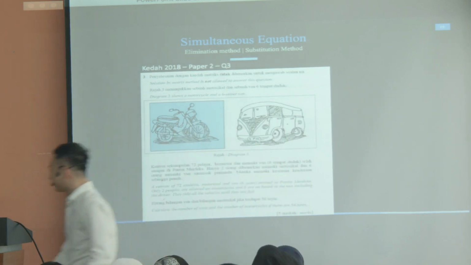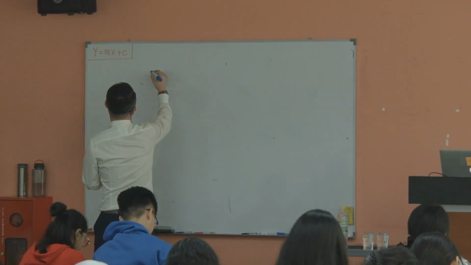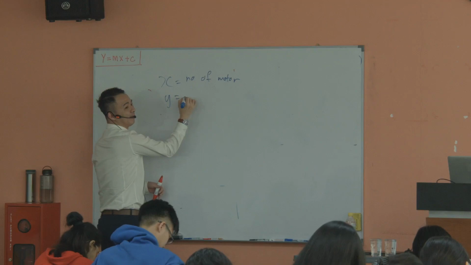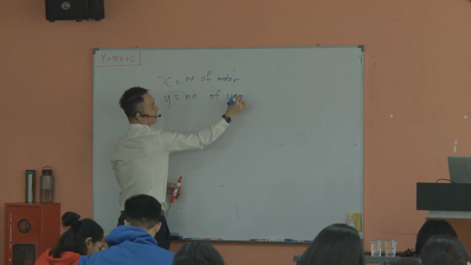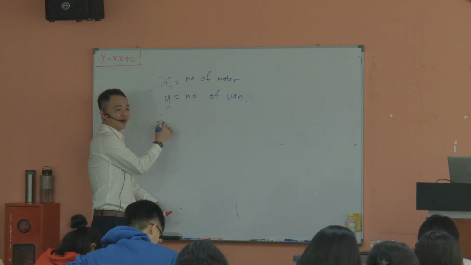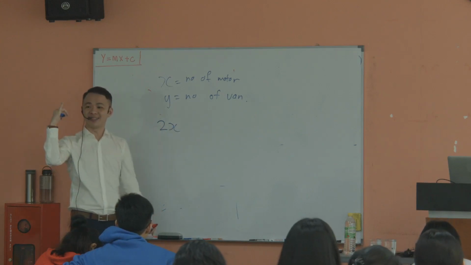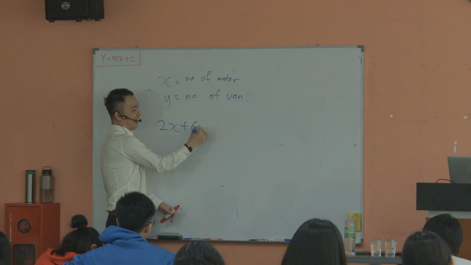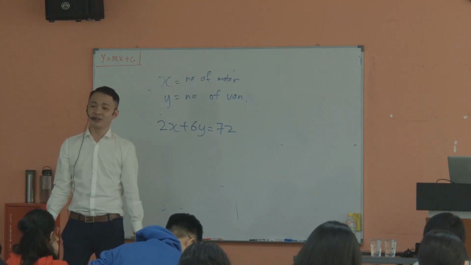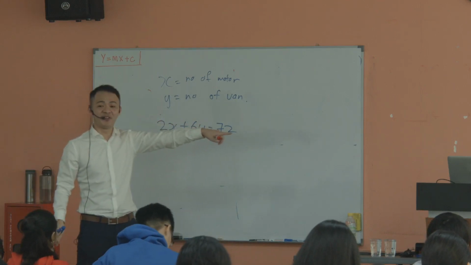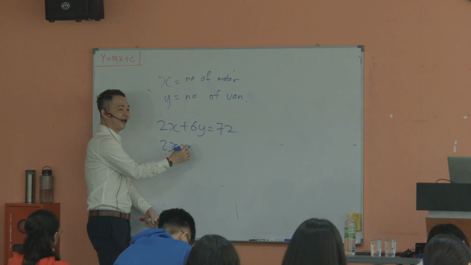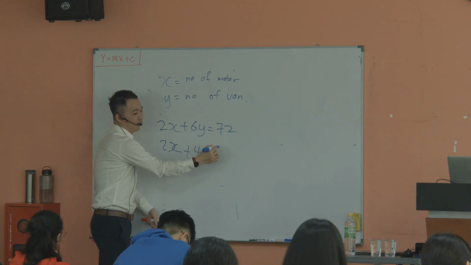So let's do it. I will say x will be the number of motorcycles, and y will be the number of vans. Because a motorcycle can only carry 2 students, I will call it 2x. A van can carry 6 students, so plus 6y equals the total of 72 students. This is how I form the first equation. Second, because there are 56 tyres, how many tyres does a motorcycle have? 2, right? A van has 4 tyres, so 2x plus 4y equals 56.